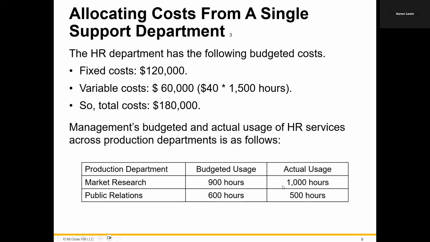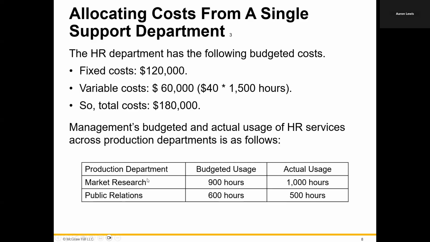So they've decided that they incur about $40 per labor hour in variable costs, and assuming in this case, budgeting for 1,500 total hours, that means the total variable costs are going to be $60,000. So all in all, the total cost of running this department is 180 grand.